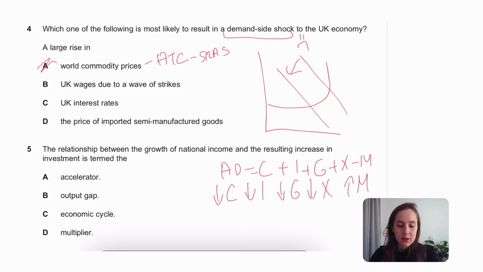If wages increase, again, supply side shock. Average cost of production increases. I think that's not the answer. A rise in UK interest rates: if interest rates increase, it becomes more expensive to take out a loan. So we can expect people to consume less, but also people want to save more, and that's another reason why they would consume less. With less consumption, less AD, and now we have the answer.